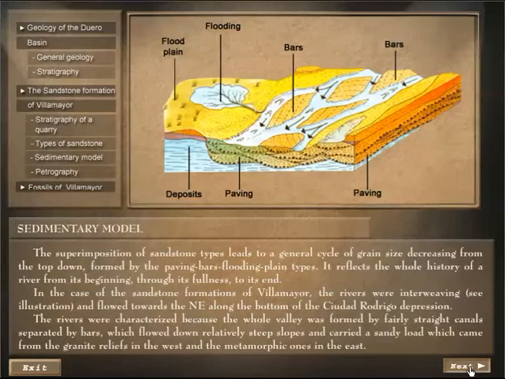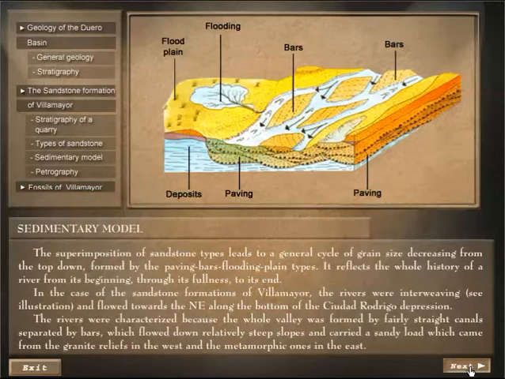Sedimentary model. The superimposition of sandstone types leads to a general cycle of grain size, decreasing from the top down, formed by the paving, bars, flooding, plain types. It reflects the whole history of a river from its beginning through its fullness to its end.